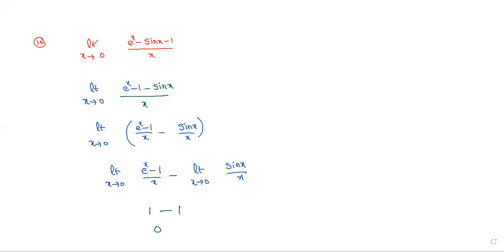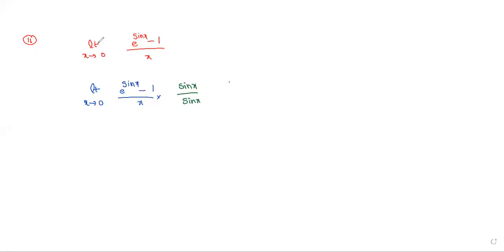Okay. Limit x tends to 0, e power x minus 1 minus sin x by x. Write the sin x and minus 1 in exchange. So e power x minus 1 by x minus sin x by x. Separate the denominators. Limit x tends to 0, e power x minus 1 by x minus limit x tends to 0 sin x by x. This is the value 1, minus this is the value 1. 1 minus 1, 0. Okay, write down.